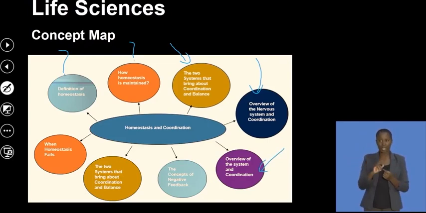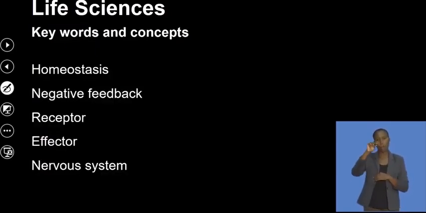We're going to spend some time looking at a concept called negative feedback. And we're going to bring about a comparison between the two systems. And then finally, we're going to look at what happens when homeostasis fails. So let's get straight into the lesson.